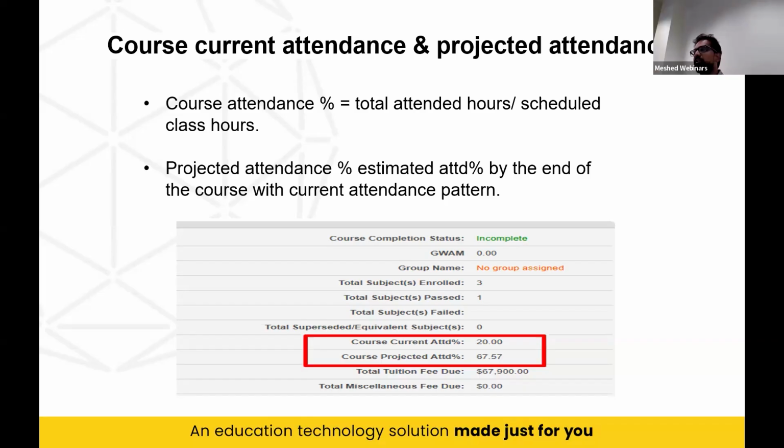We have a specific formula the system calculates at the back end. I don't want to confuse you with the calculations and all. So at a high level, the projected attendance is an estimated attendance percentage. By the end of the course, if the student continues with the same attendance pattern, what would his attendance look like if he is going to attend all the remaining classes with 100% attendance?